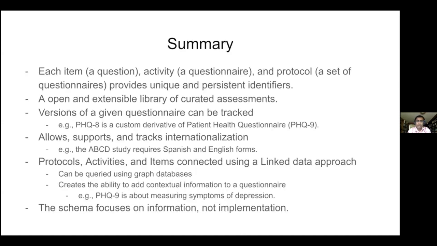So to summarize, what we have created is a schema where each item, a question, an activity, a questionnaire, or a protocol, a set of questionnaires, provides unique and persistent identifiers. This is important. This is missing today. Some of it comes from the efforts of the NDA, but that's kind of shoehorning what you did in your lab into something to fit a data submission protocol, rather than starting from something that gives you data collection from the get-go to be consistent.